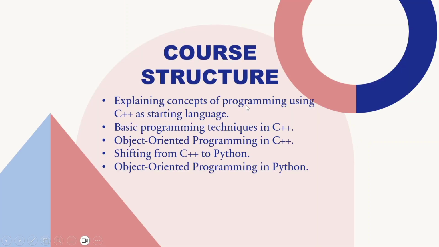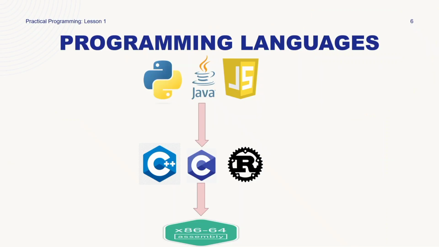So the course is structured such that we will first learn about the concepts of programming using C++, and then we will start learning programming from basic to object-oriented programming in C++. And when we will have a complete grip over C++, we will move to Python, and then we will have a complete grip of programming in Python as well.